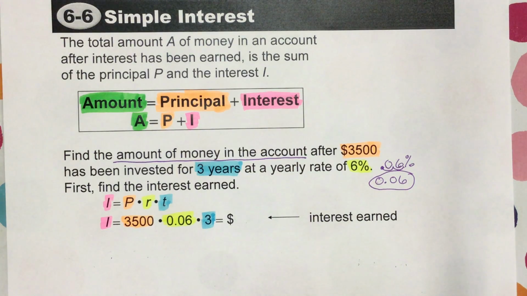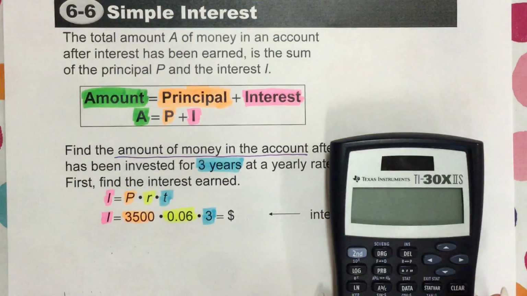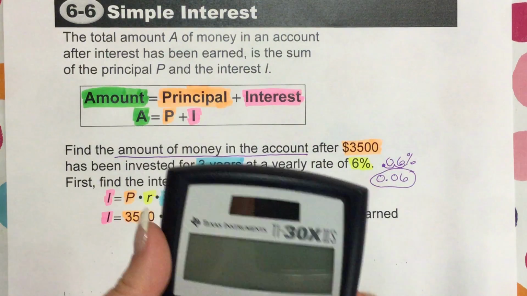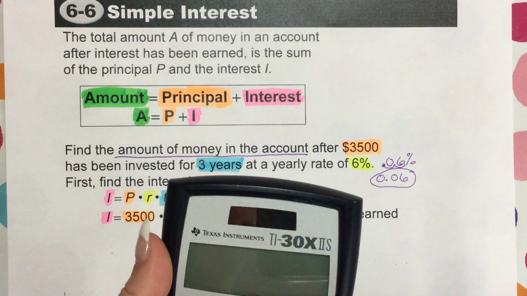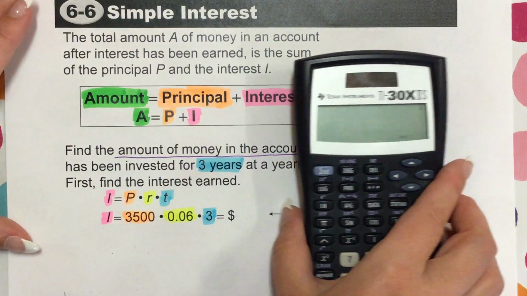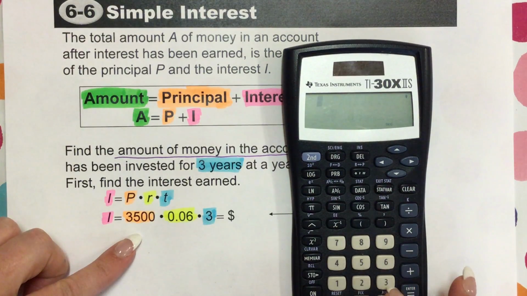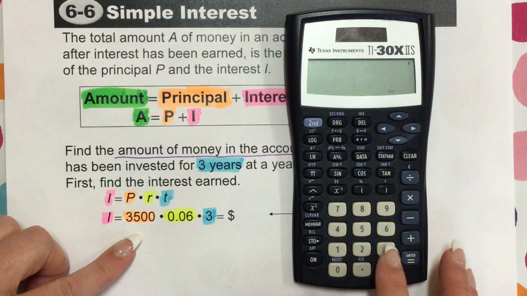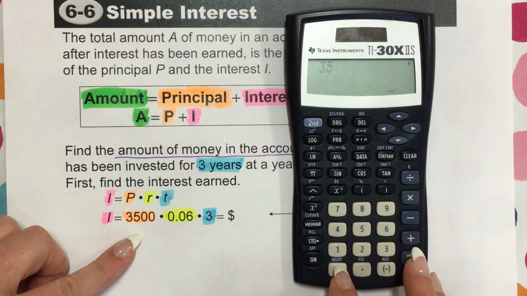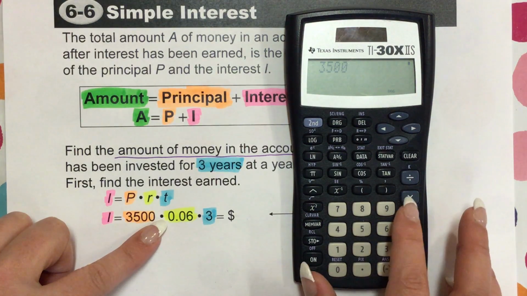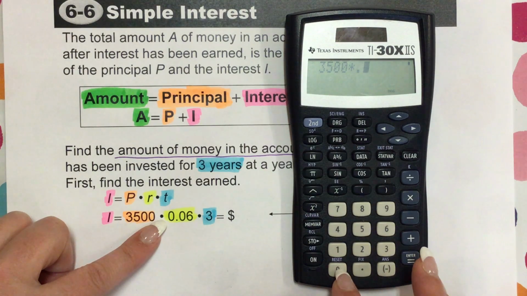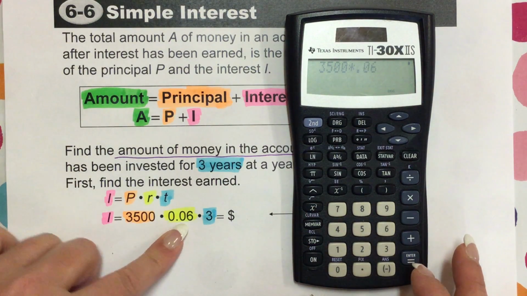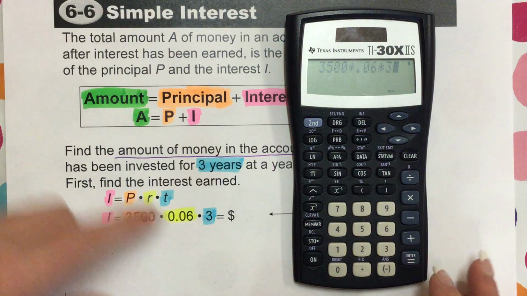Okay? So for this section, we're going to just use our calculator. So when we take all of those calculations, here, there we go. We are going to take 3,500. We're going to multiply it by 0.06, and then we're going to multiply it by 3.